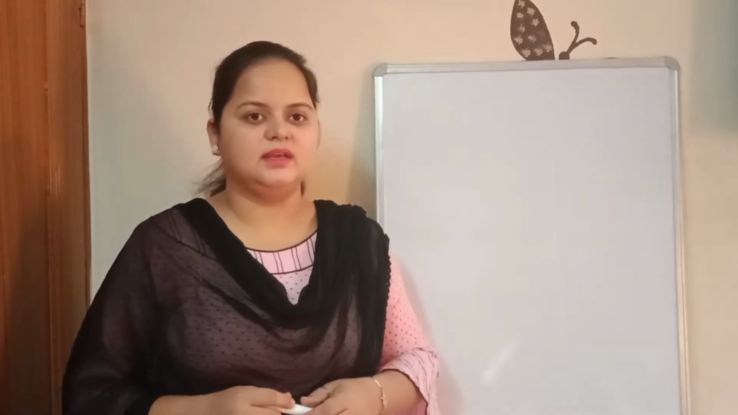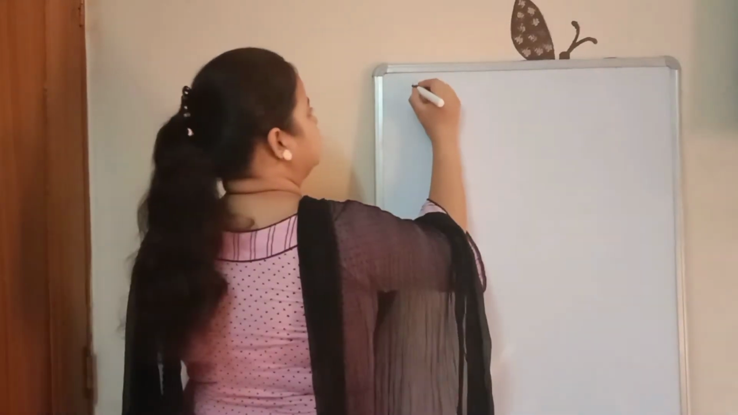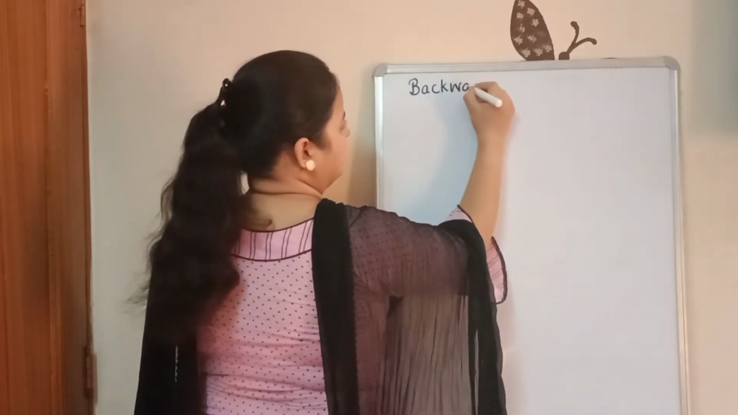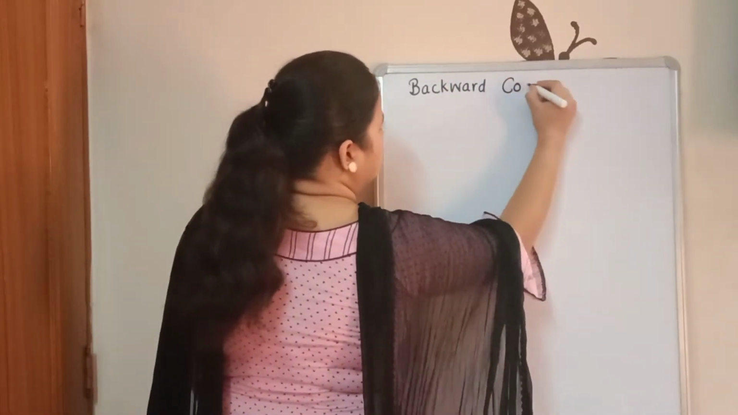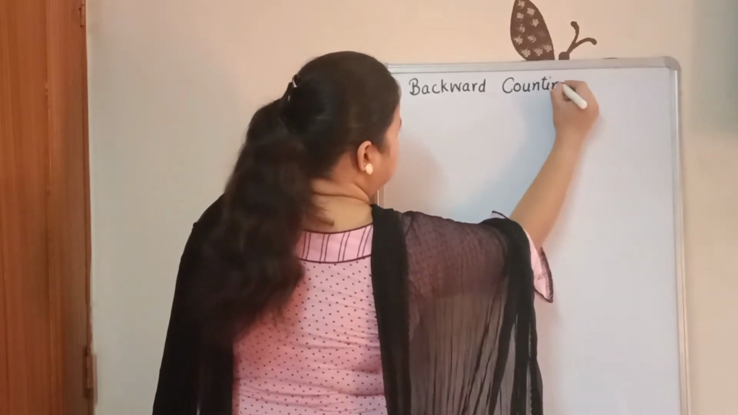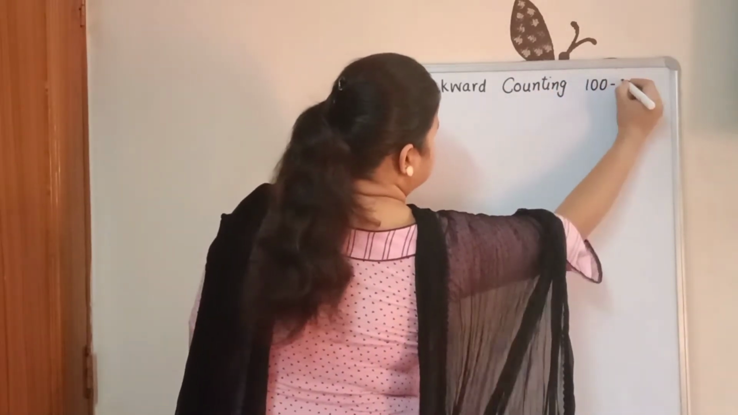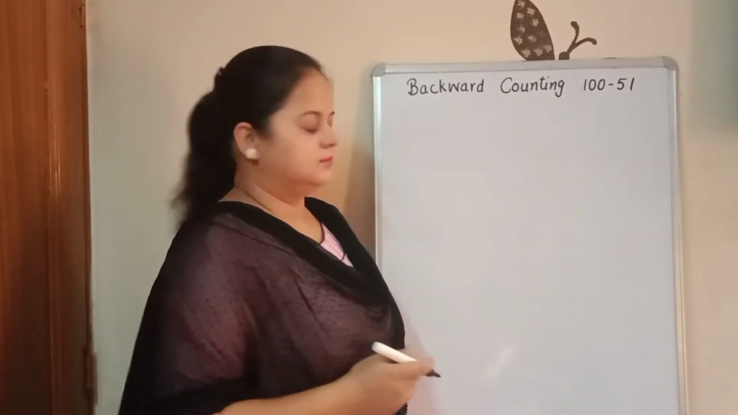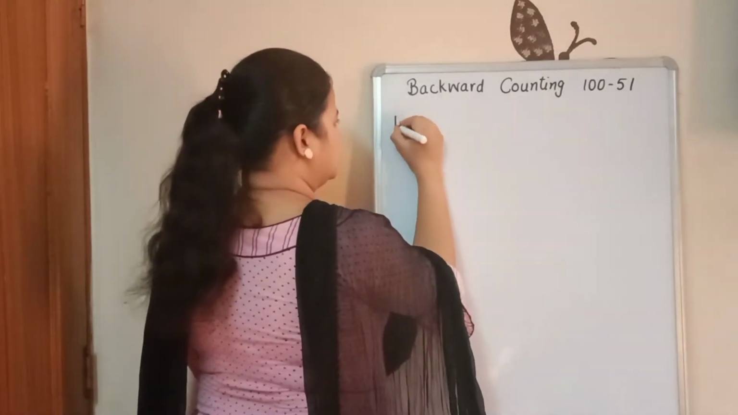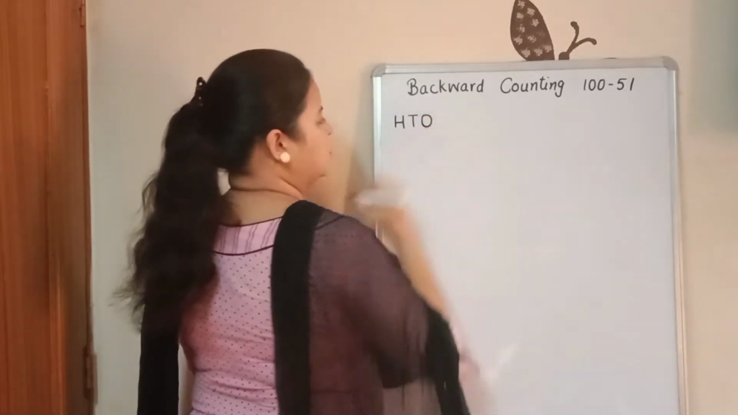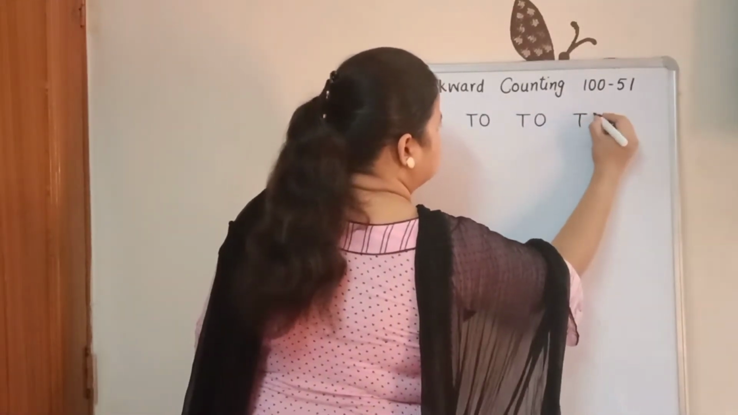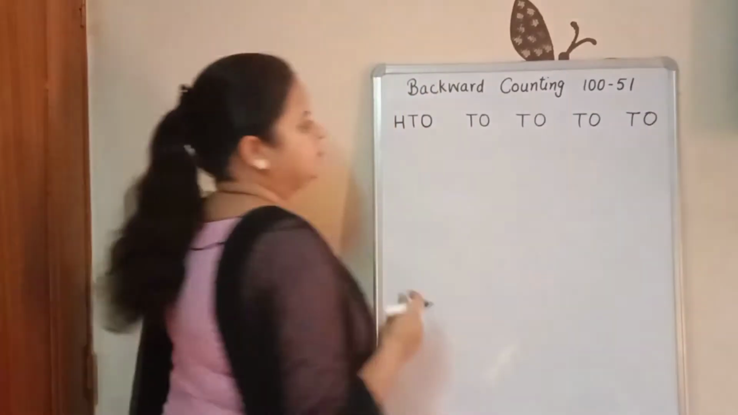I hope you all are ready. So open the notebooks and write the topic on the page. Backward counting from 100 to 51. After that, you have to write HTO, TO, TO, TO and TO.